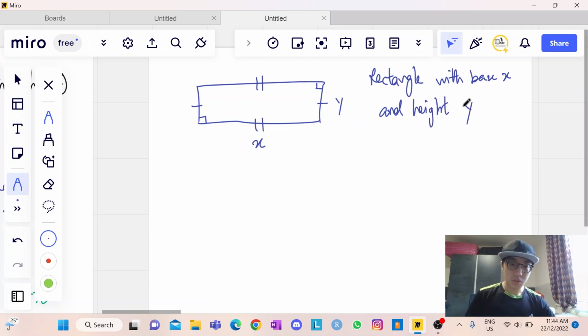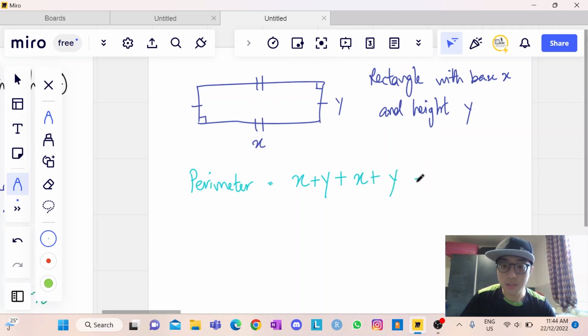All right, so a rectangle with base x and height y. So what is the perimeter? Okay, so the perimeter is the total exterior length. So you can see this is x, plus you go up here is y, plus you go here will be x, because it's the same length, plus y. Therefore, this is equals to 2(x plus y). To make it neater, you factorize it. Usually you won't work in unknowns, so you can just sub in the value given and get the answer. So this is the perimeter of a rectangle.